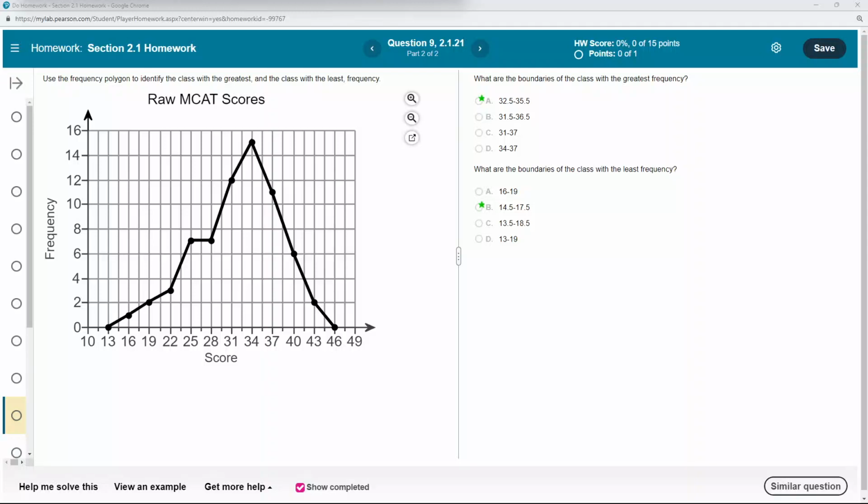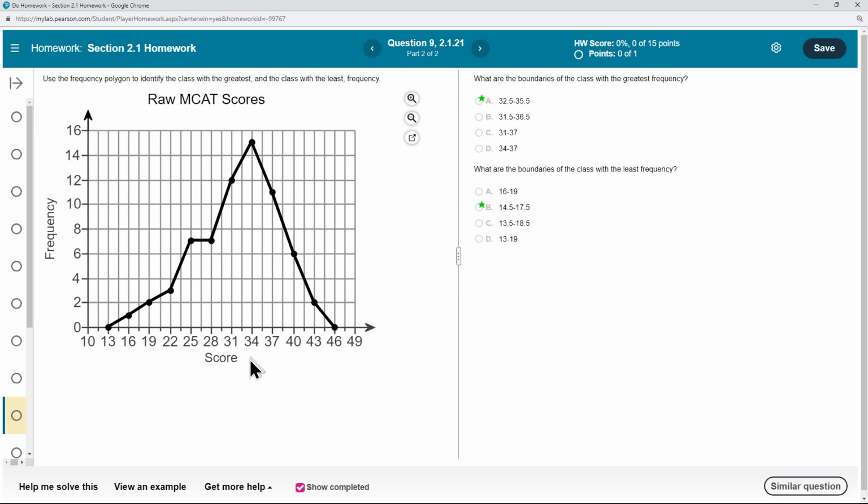For this one, this is chapter 2, section 1, problem 21: which boundaries have the greatest frequency and which has the least frequency. So which data elements here? These are the frequencies, how often each occurred, and across the top are the midpoints.